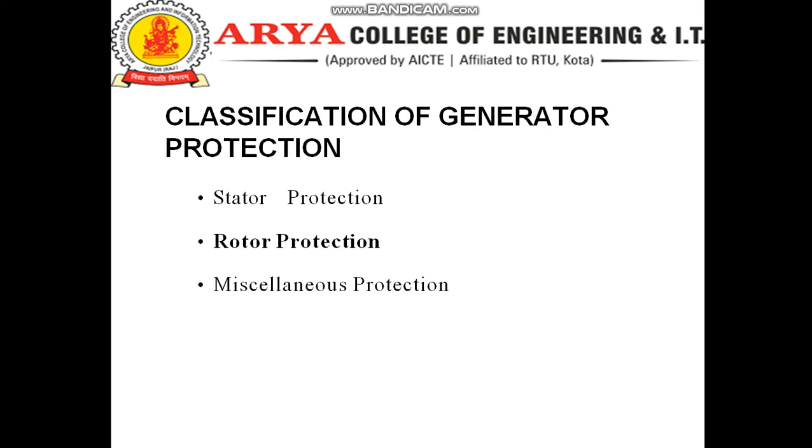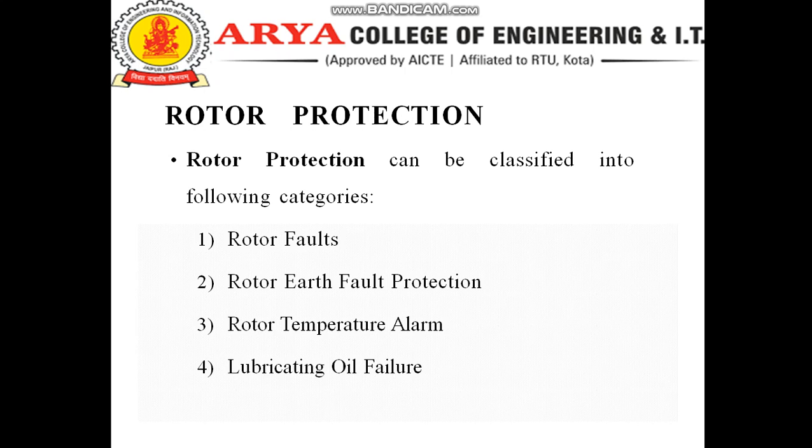Now, in this slide, we discuss the classification of generator protection. The first one is stator protection, the second one is rotor protection, and the third one is miscellaneous protection. In this video lecture, we discuss only the rotor protection of the generator. Now, that is rotor protection.